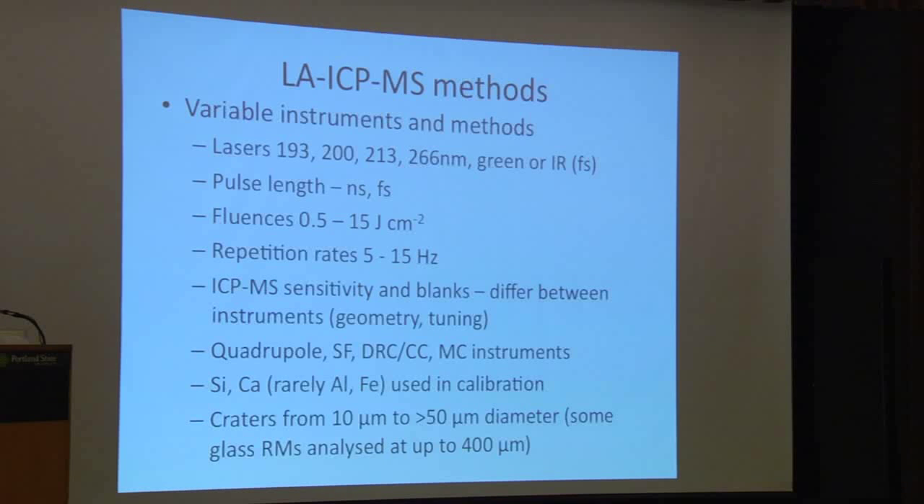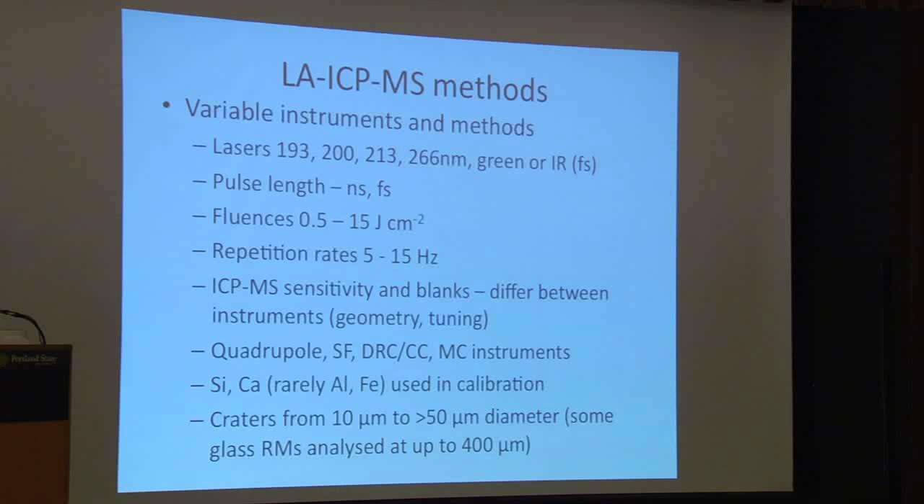One of the problems that is starting to become more apparent is that there is such a range of instruments around. There are several different generations of lasers that have wavelengths in the ultraviolet, 193, 200, 213, 266. We've got green lasers and infrared lasers that operate with very short pulse lengths, and the pulse lengths are in the nanoseconds or the femtoseconds. Some cause problems of element fractionation at the sample surface, others don't, apparently. People use very different fluencies, that's energy densities at the sample surface. You can see that's sort of a factor of 30 in the amount of energy you put into your sample. That potentially is going to have an effect.